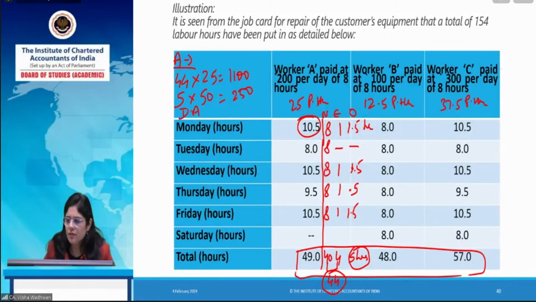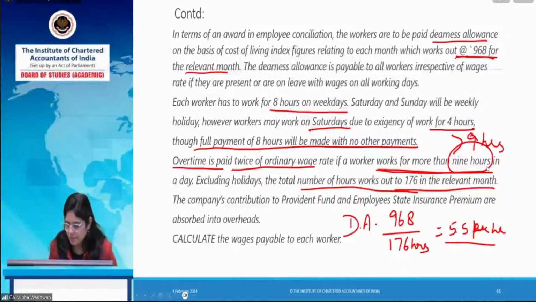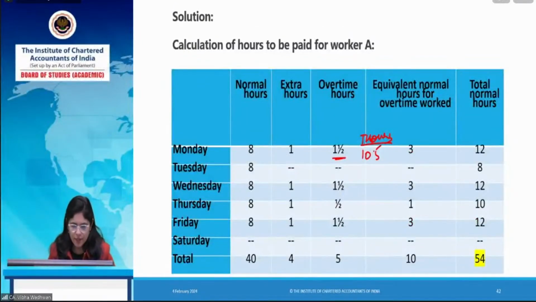I can show you the fresh for this A. So these are the hours for A. You can calculate the equivalent also. Either you can double the rate or you can keep the hours as they are. Either way you can do. Either you double the rate or you double the time, the answer will be the same. So they have doubled the time. If the overtime hours are 1.5, the equivalent normal hours for overtime is 3.